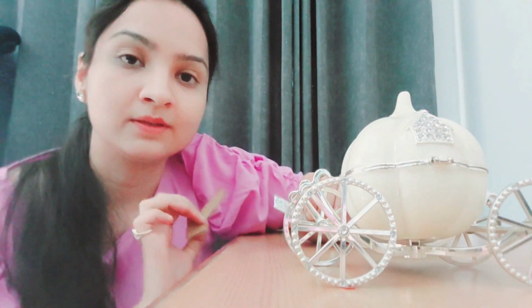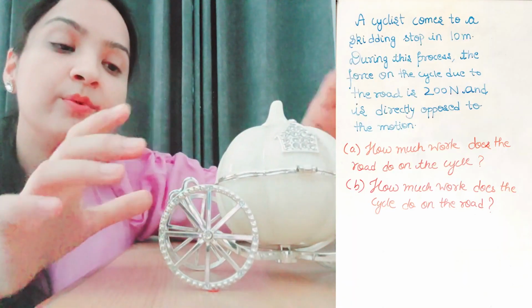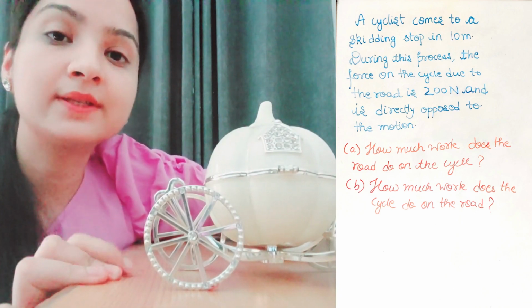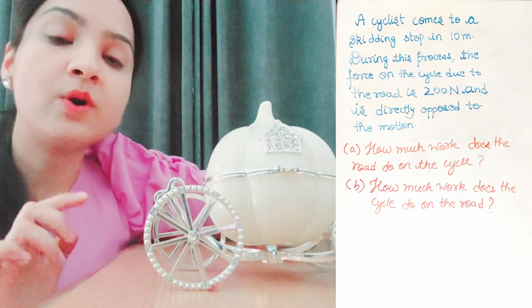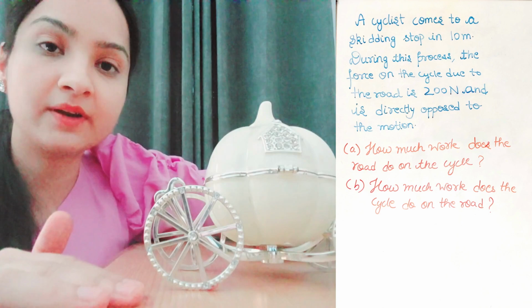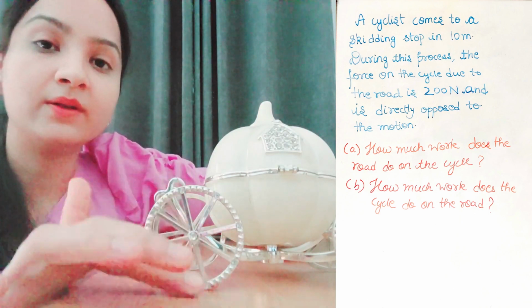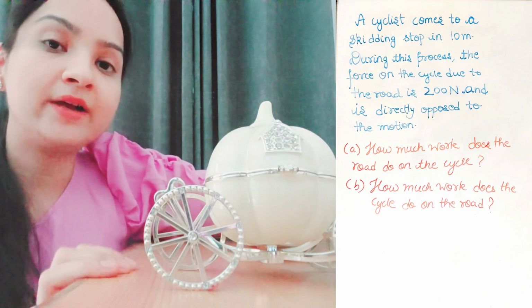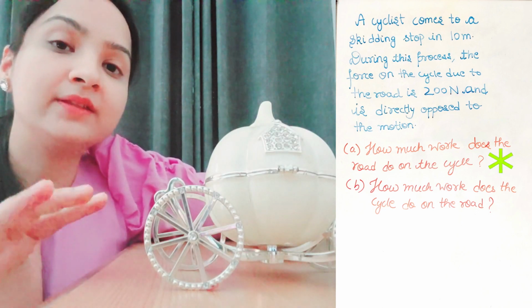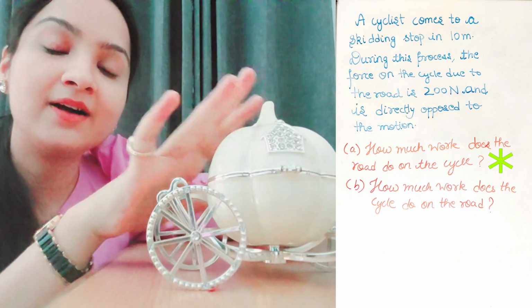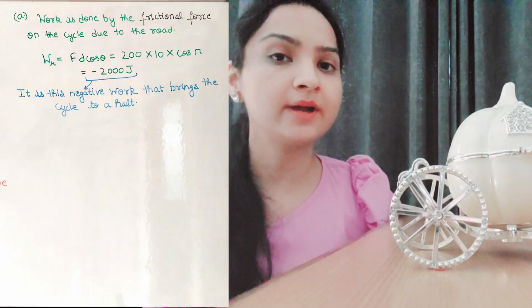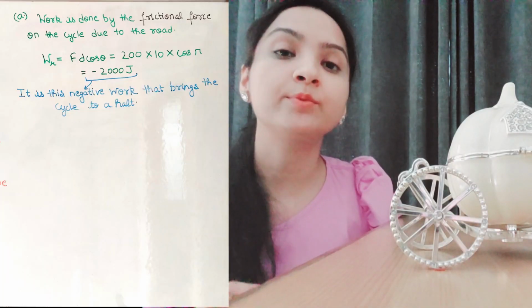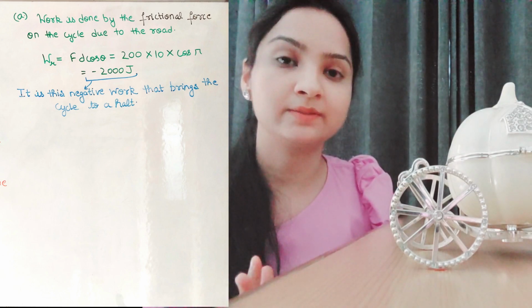of displacement. So if the displacement was 10 meters before this cart came to a skidding stop, and the force of friction because of the ground on the wheels of the cart was 200 newtons, can you find out the work done by the ground on this cart or the cycle? So you know that work done is nothing but the dot product of force and displacement.